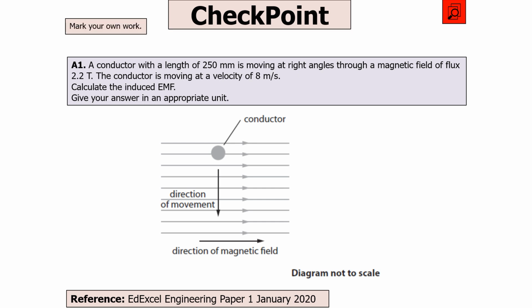Right, like we said before, there's a bit of a shortcut equation when you're given the velocity and you want to work out the average induced EMF. So EMF is equal to BLV. Now we know L is given in millimeters, so it needs to be into meters, so it's 0.25 meters. Pop in all the values and you get 4.4 volts.